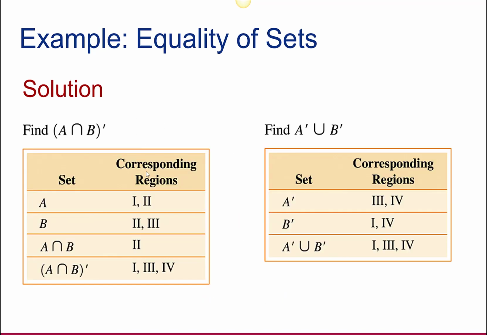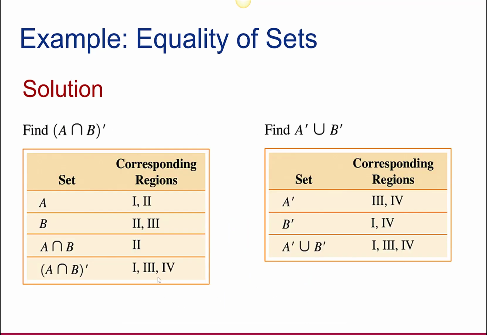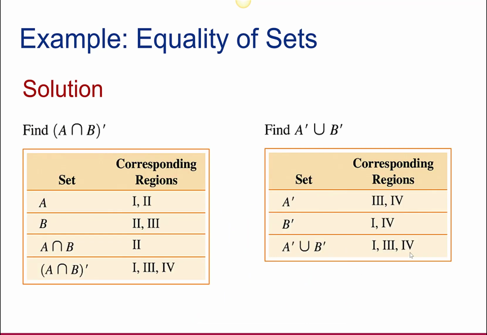Now, if we take A intersect B complement, if I go back here, A intersect B is right here, region 2, and then if I take the complement of that, I get regions 1, 3, and 4. Which is what we've listed down here. And then if we take A complement union B complement, so A complement is 3 and 4, B complement is 1 and 4, and if I take the union of those, I get 1, 3, and 4. And I notice those are identical.